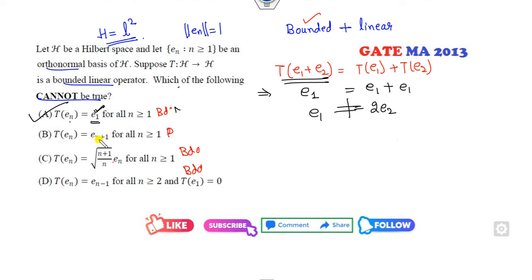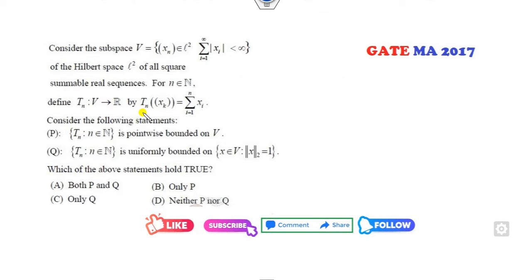Look at this one. It is n plus 1. So definitely when you take E1 plus E2, it must be the next one. So that is correct, and all the others are wrong. Only A is the right answer. Otherwise, you can simply choose n as 2 and you can easily prove that all are linear. But there is only one correct option. So I got it as E.